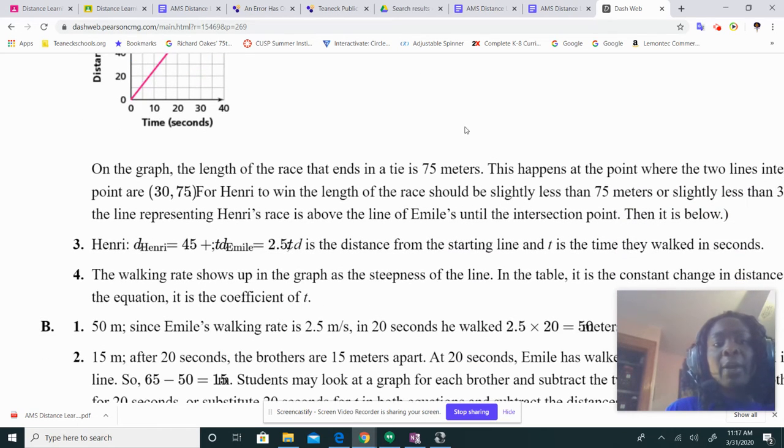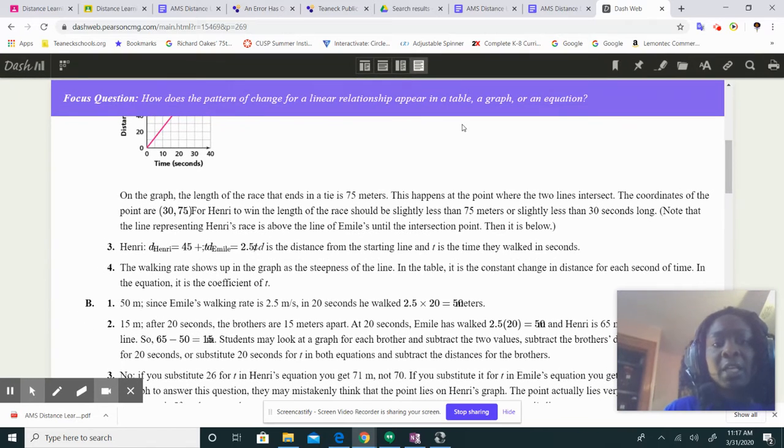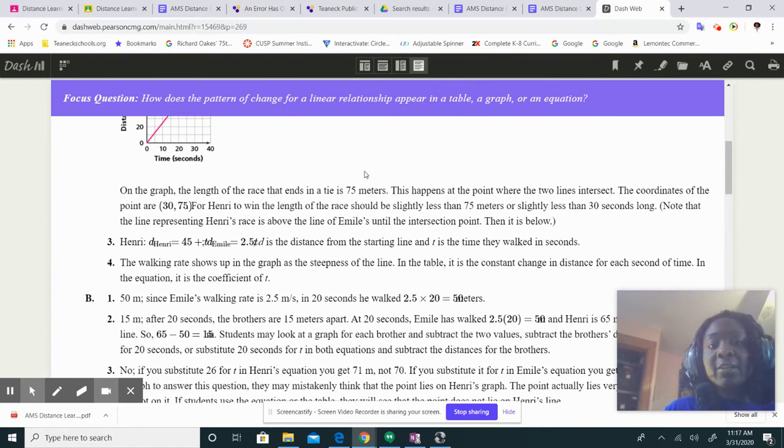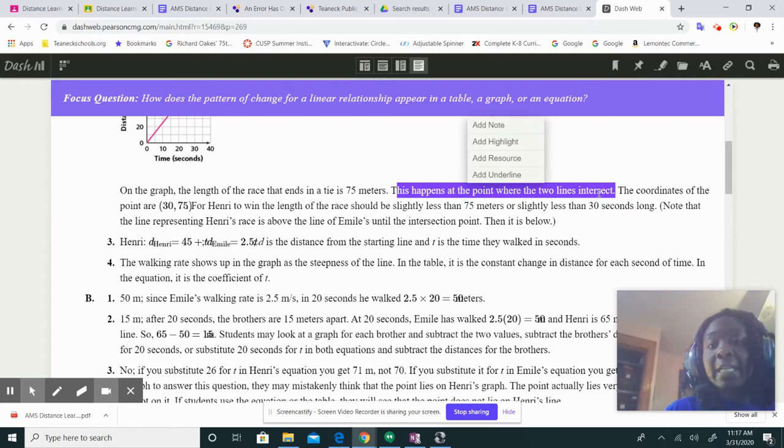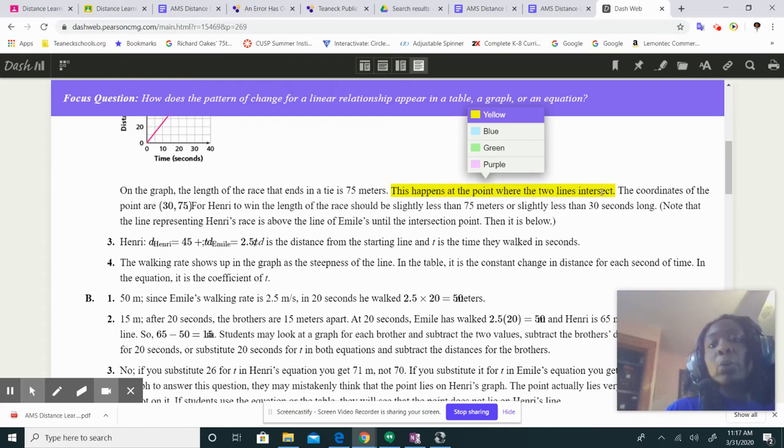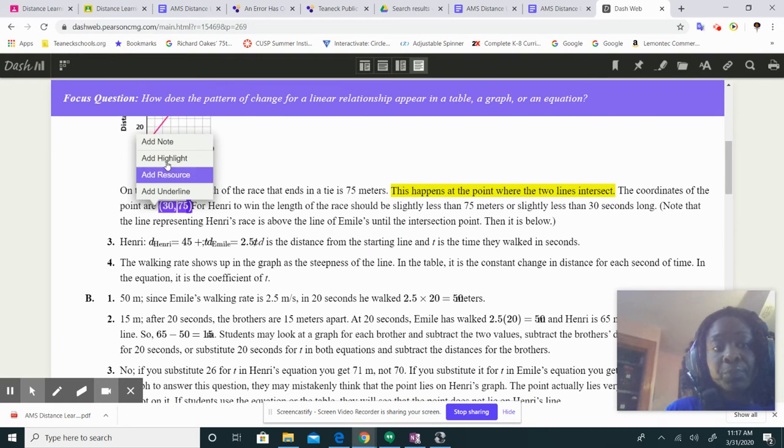But on the graph, when you look at it, the length of the race ends at a tie at 75 meters. This happens to be the point where the two lines intersect. Because the two lines intersect, we call that the point of intersection. So the coordinates of that point happen to be 30, 75. For Henri to win, the length of the race should be slightly less than 75 meters or 30 seconds long. And so they showed us that.